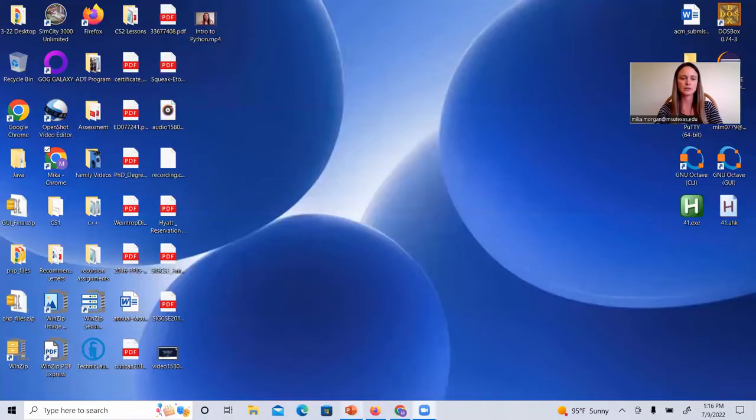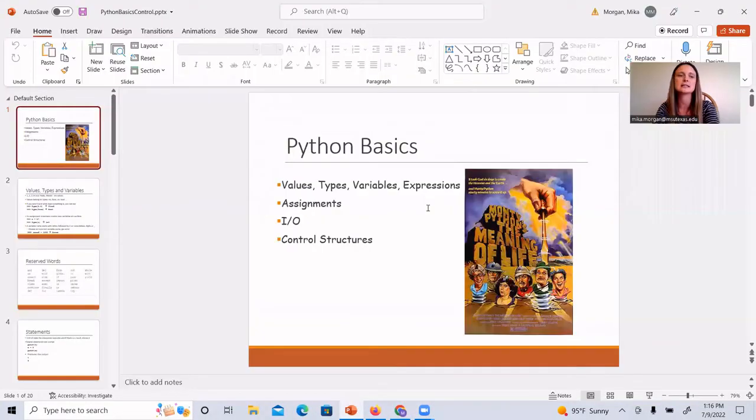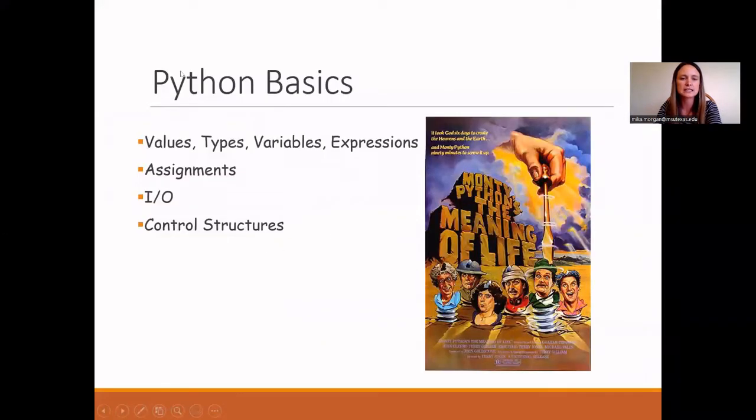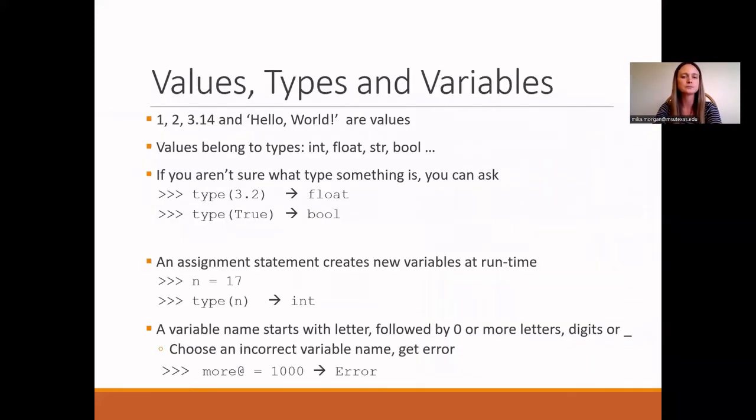I'm going to be going through the slides. Python basics control is what it's called in D2L. Okay, so this just kind of tells you what we'll be talking about. As far as the control structures, like the if statements, we're going to wait and cover that tomorrow.